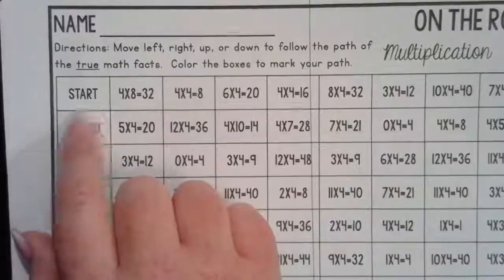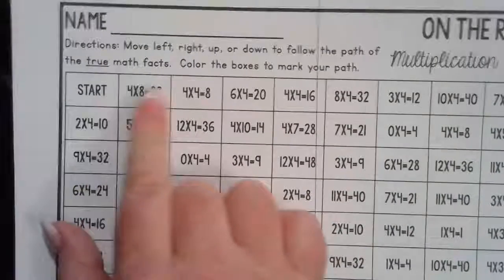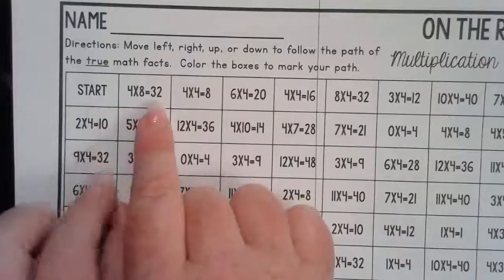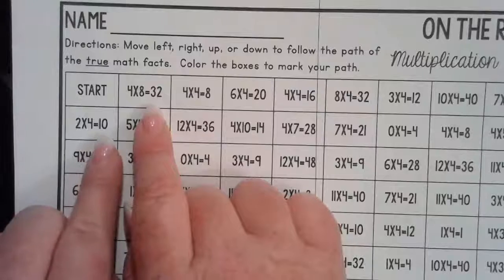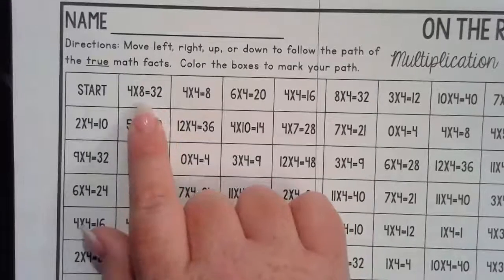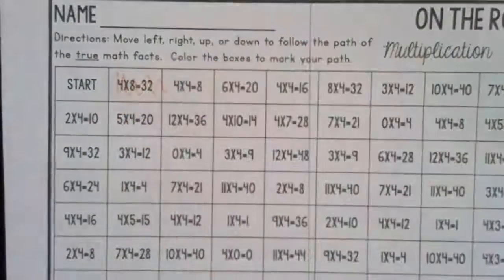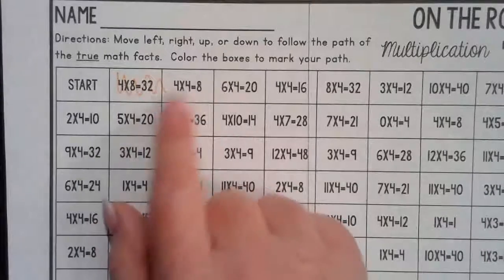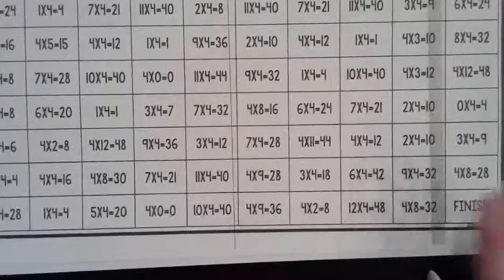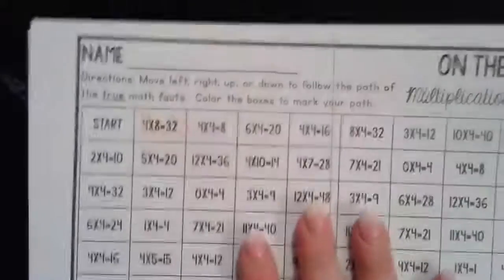So I'm going to go ahead and get you started. Right here it says start. I can either move to the right or I can move down. So I'm going to pick which one is the true fact. I have 4 times 8 equals 32. That seems true to me, but I'm going to double check. 2 times 4 is not 10, so I know that 4 times 8 is 32 is the way I need to go. So I'm just going to shade that in. And again, I can either move right or down. I'm going to follow the true facts all the way until I get to the finish in the opposite corner. Now, for some of you, this may not take you very long, and that's okay.